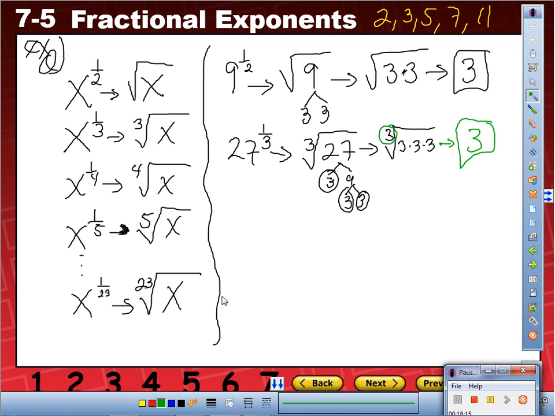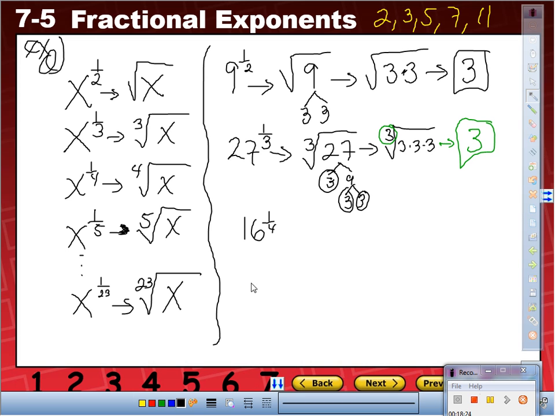Here we go. Next one. Pens down. Let's see how we can set this one up. 16 to the 1/4. Pay attention, please. Here it goes. 16 to the 1/4. Who thought 4th root of 16? Yes?